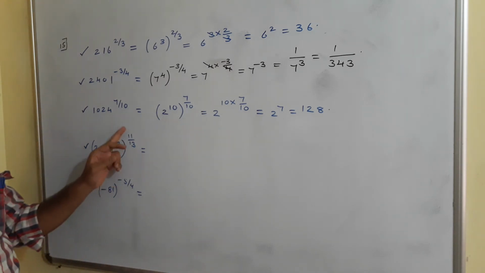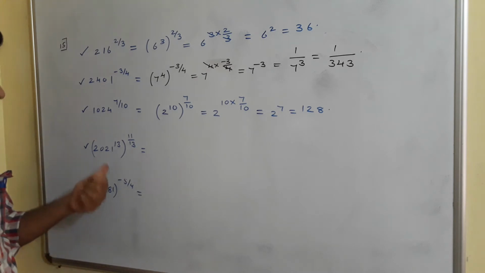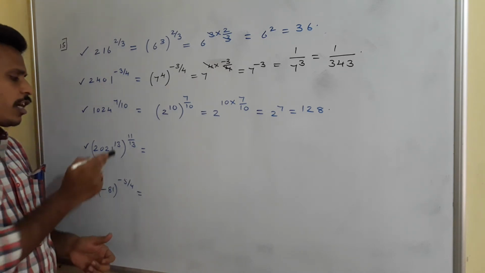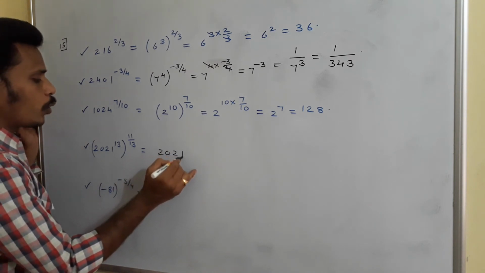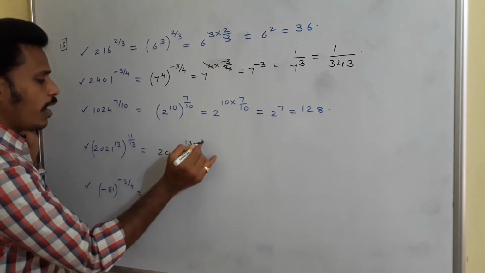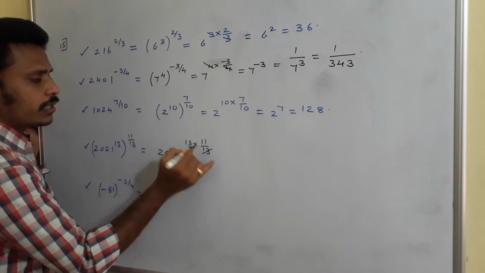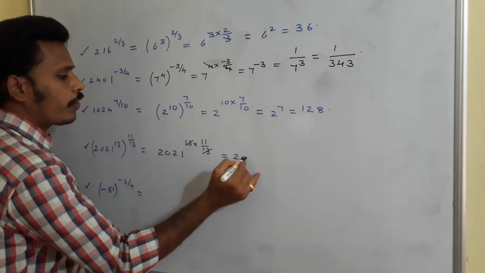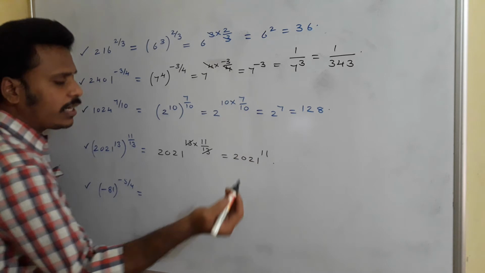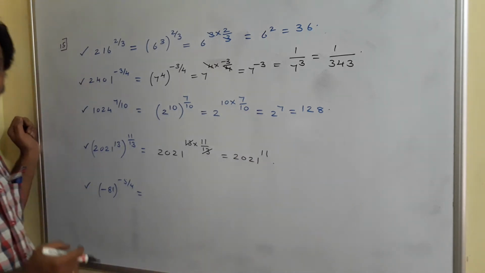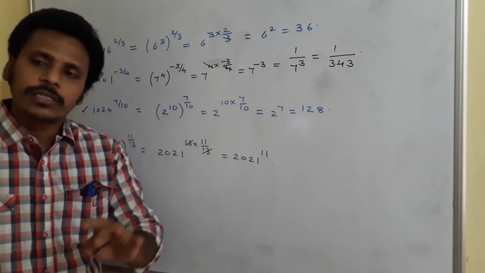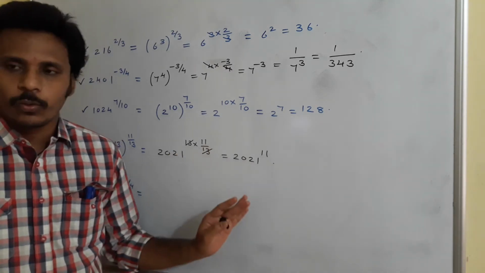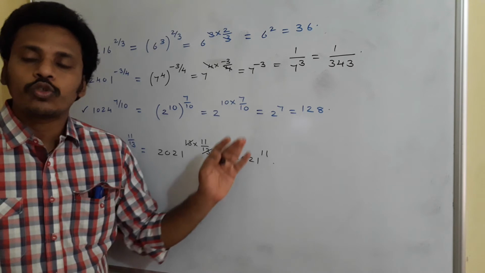2021 power 13 to the power 11 by 13. See, directly there is a chance to multiply these two things, okay? So 2021 to the power 13 into 11 by 13, and 13 and 13 get cancelled. You are left with 2021 to the power 11. That's it. This is the multiplication of 2021 for 11 times. Manually it is not possible to multiply. You just leave it, no problem. That's your answer: 2021 to the power 11.